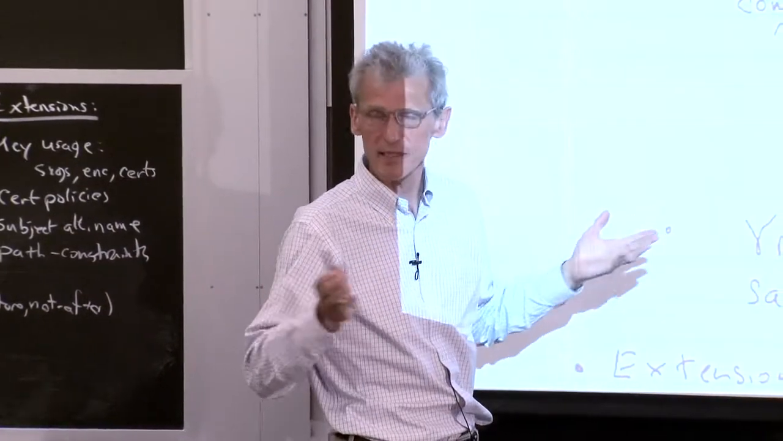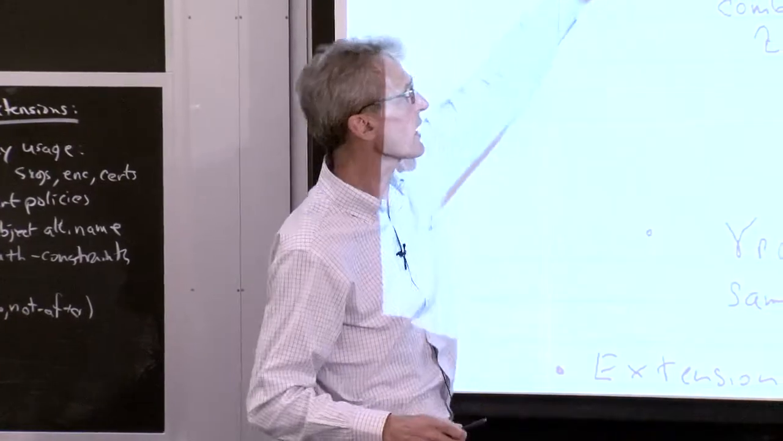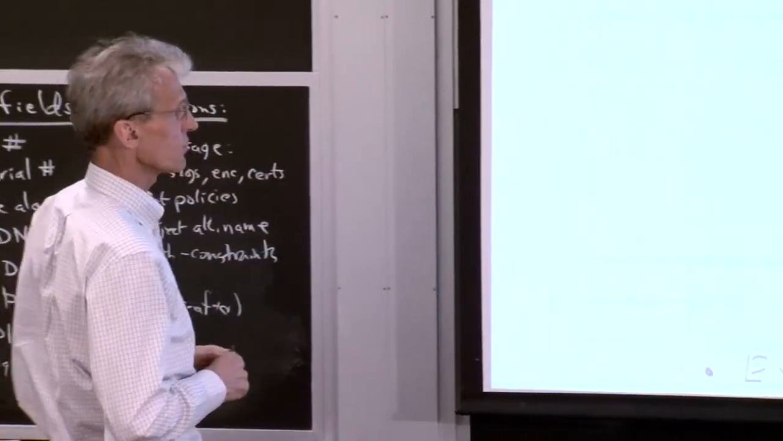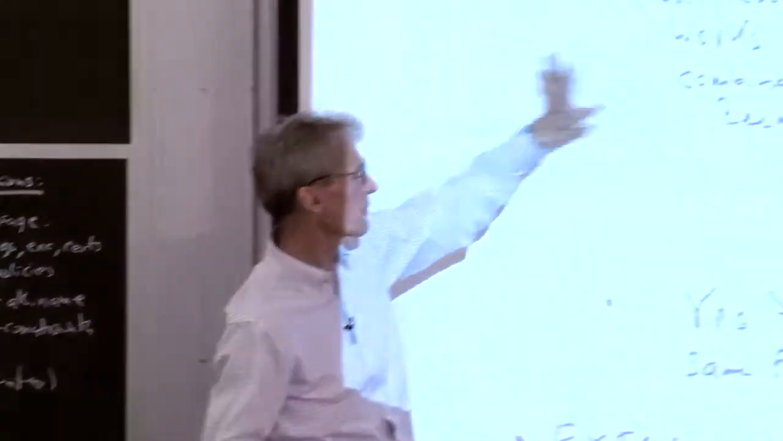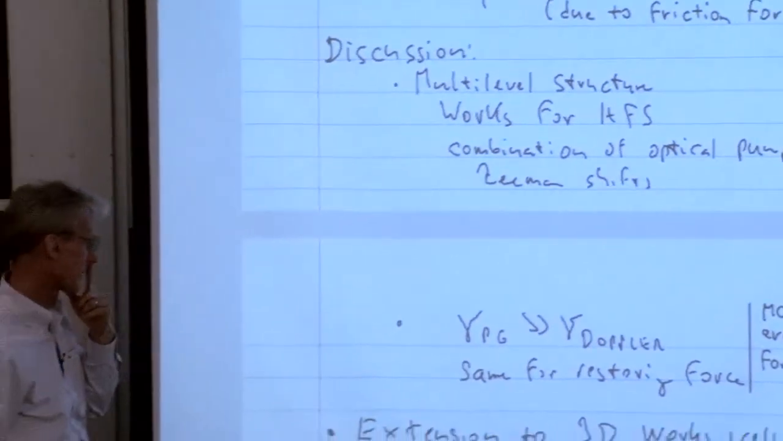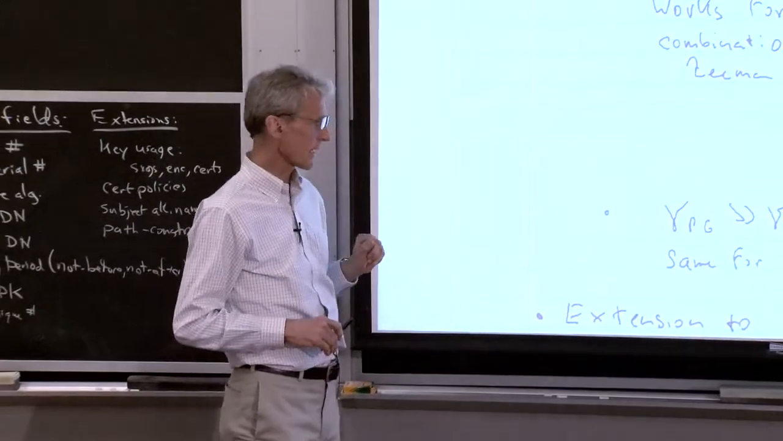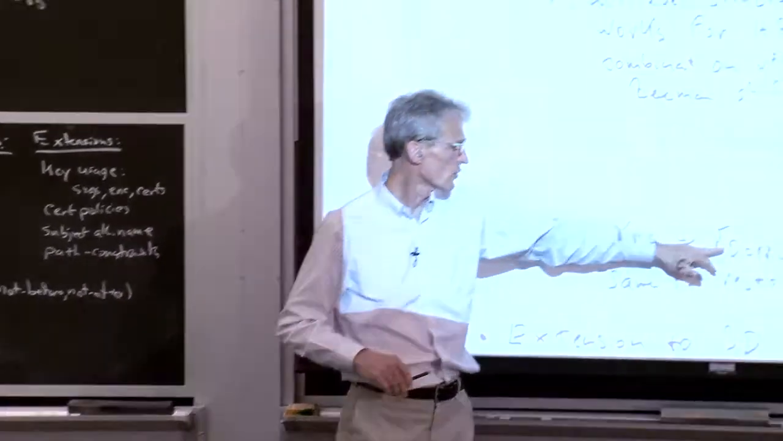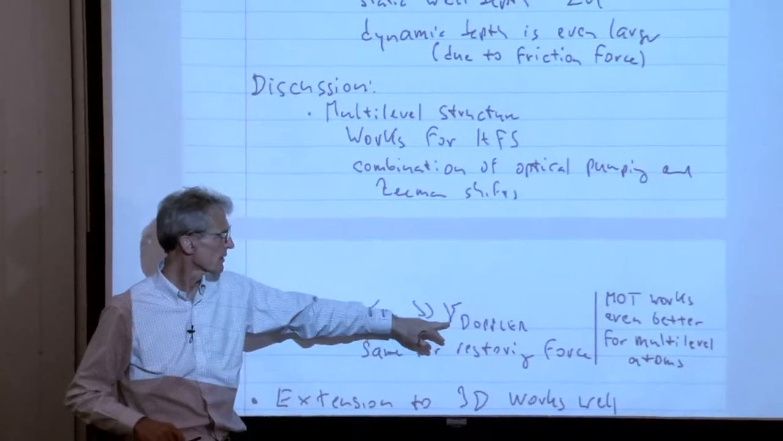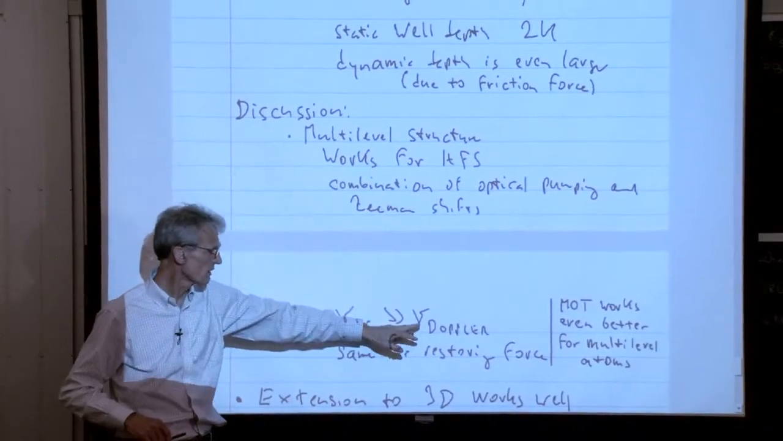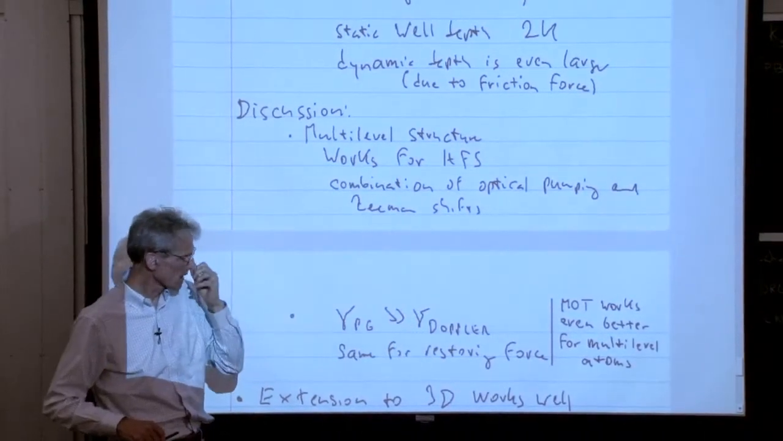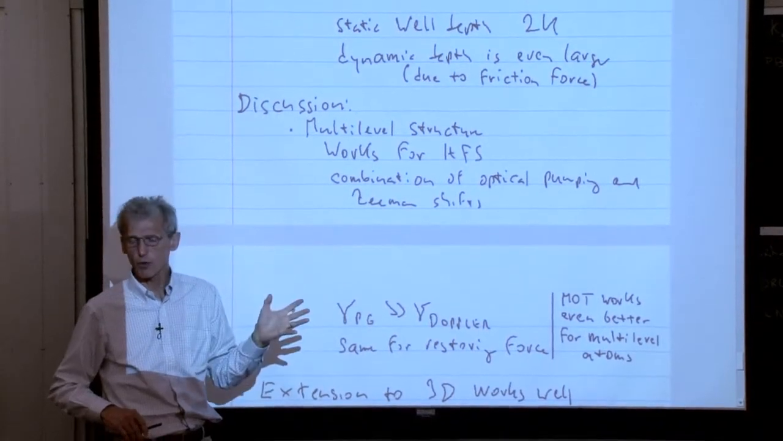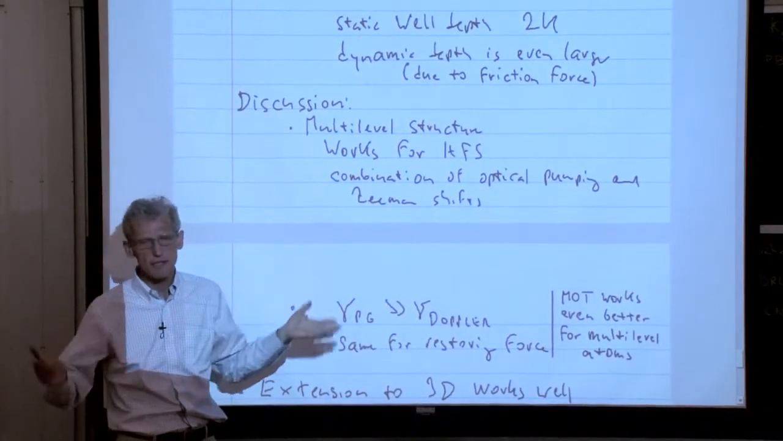It still works pretty much, at least qualitatively, as well as I just described to you. So it's a combination of optical pumping and Zeeman shifts. It even works better than advertised, because, as I will tell you in the next few weeks, because of the multi-level structure, you reach temperatures which are much colder than the Doppler limit. It's called polarization gradient cooling.